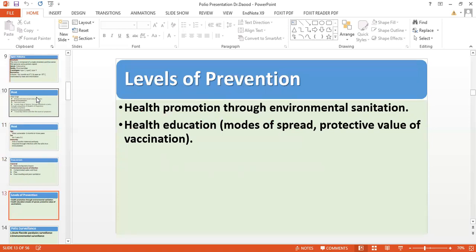Let's talk about the levels of prevention. First is health promotion through environmental sanitation and health education: teaching the people and giving information about the mode of spread and how protective the vaccine available to us is.